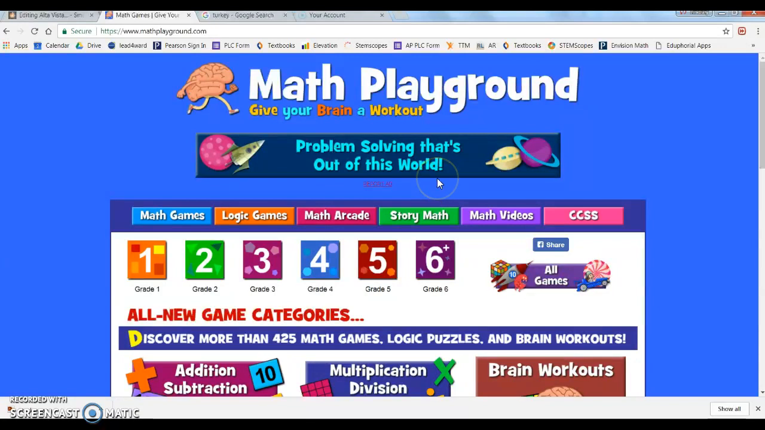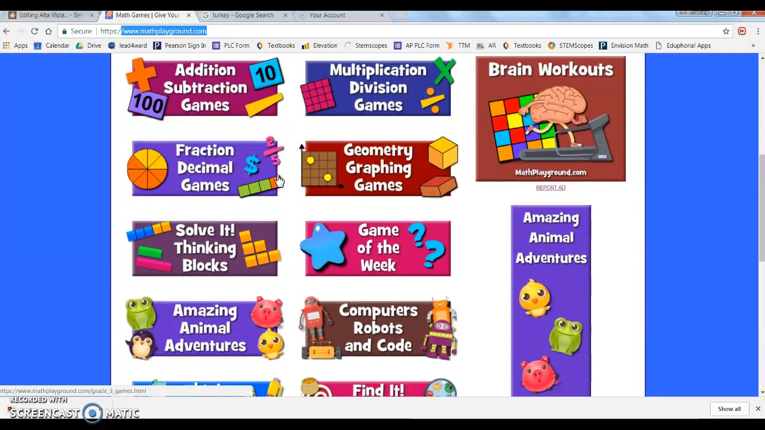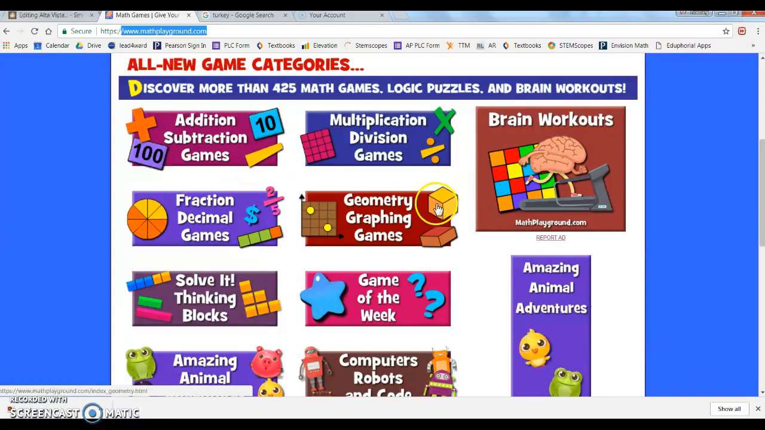I want to show you a really awesome website for your students to practice their math. The website is called Math Playground. You can find the web address right here. It's www.mathplayground.com. As you can see, Math Playground has lots of different games, and they're divided into these categories.